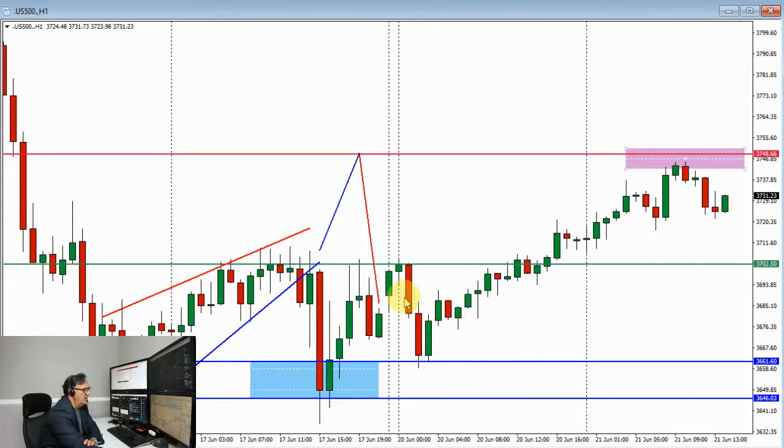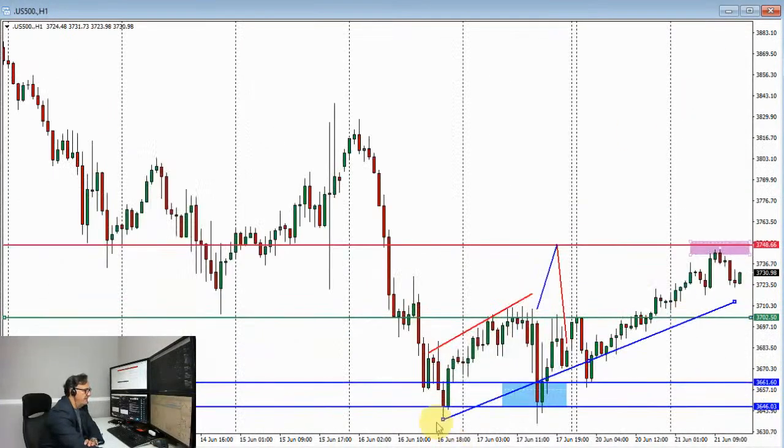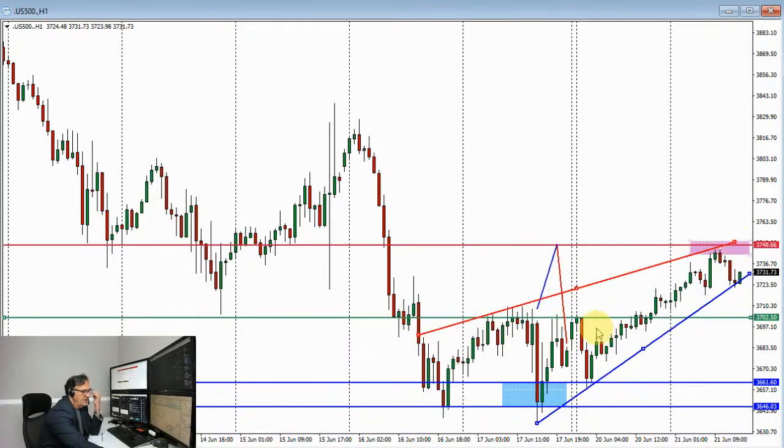So all of this now morphed into something that looks like a larger rising wedge. This is what it looks like at the moment. I can also do this, and then I can also do this. So drawing these trend lines, it's always unique to each analyst or person who's drawing them.